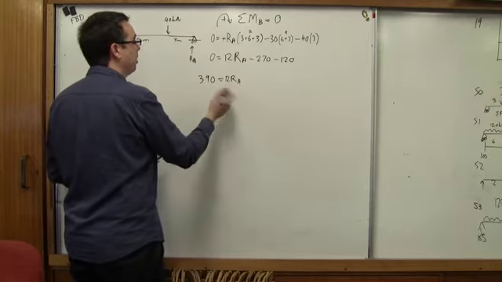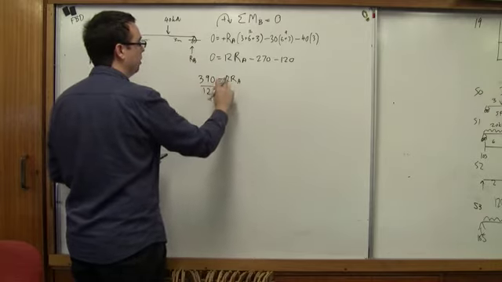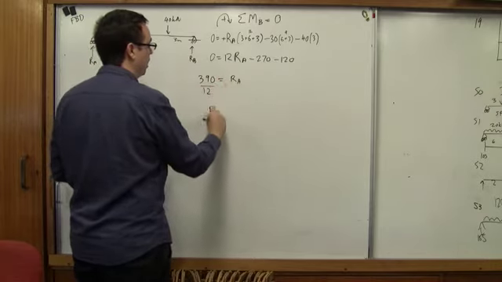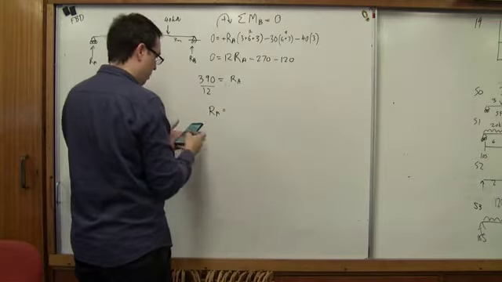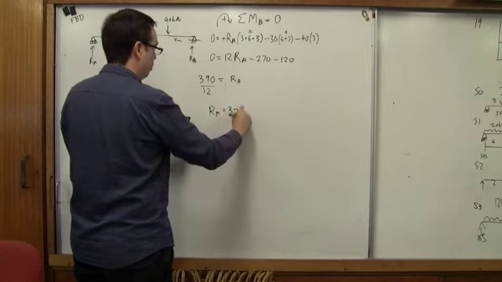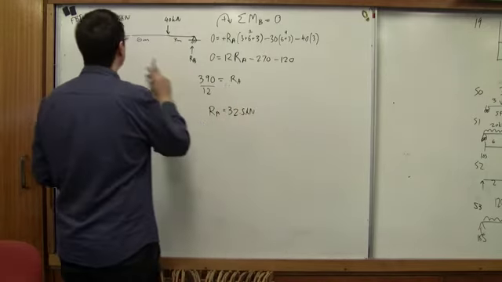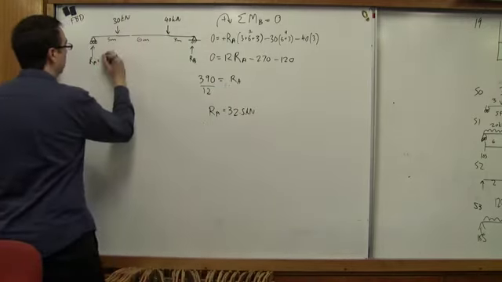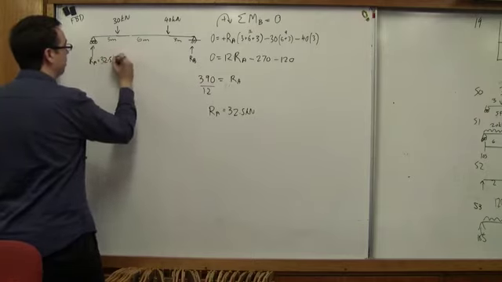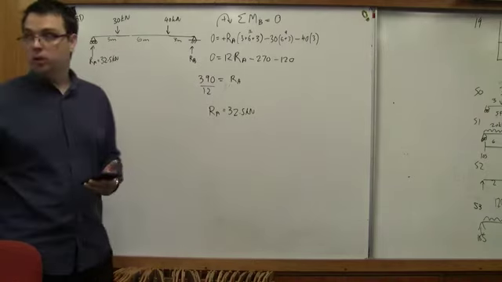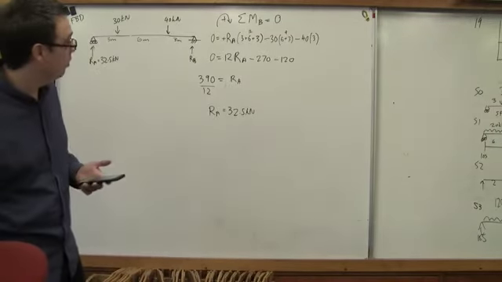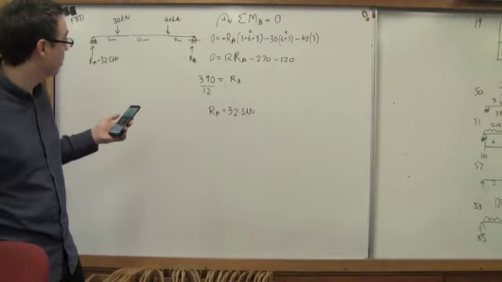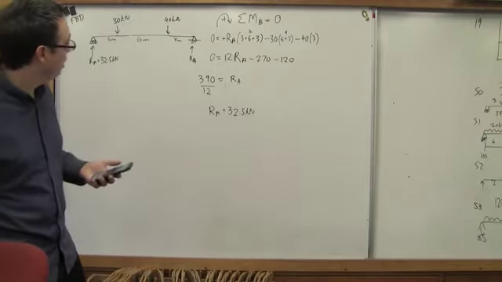Then what I can do is I can divide both sides by 12. And so I can say that RA equals 390 divided by 12 equals 32.5 kilonewtons up. So that's RA equals 32.5 kilonewtons up. By the way, you should be able to find the answers in the book if you want to keep checking. So rather than getting the calculator out, you can just follow the working out in the worked solutions.